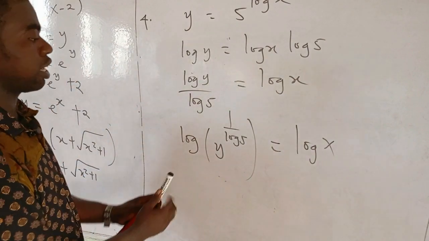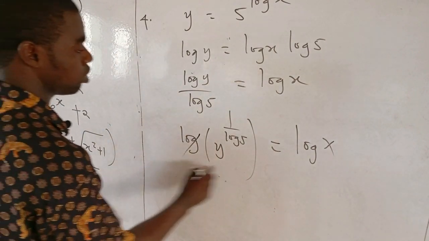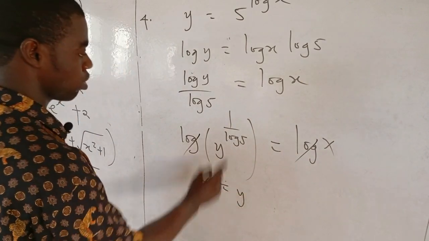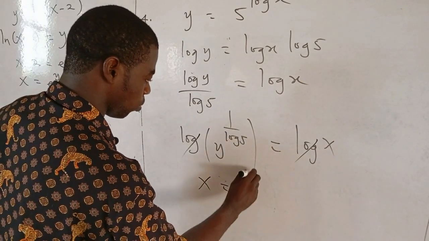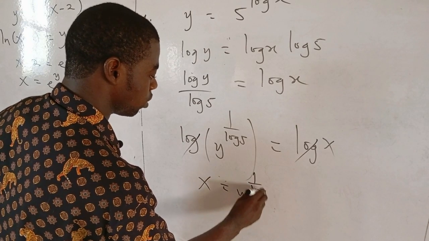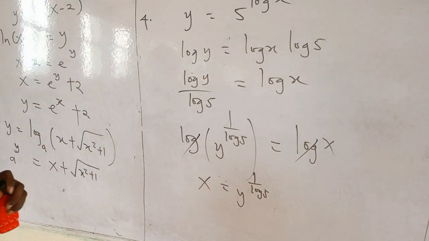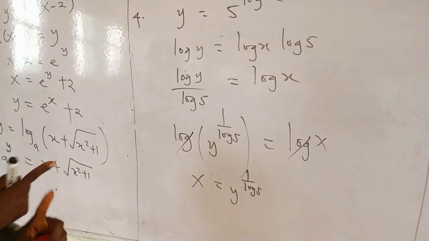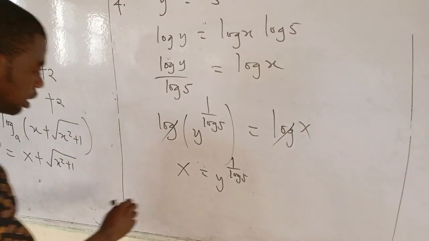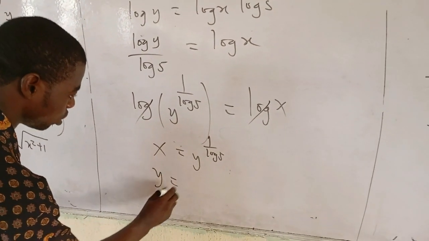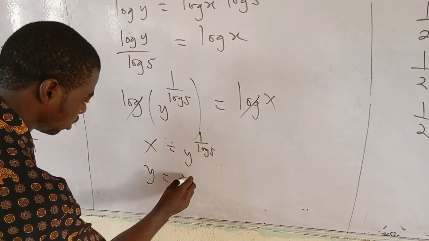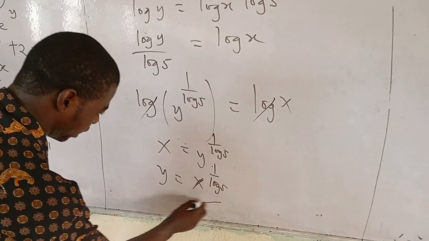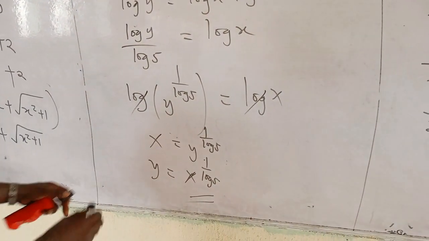So at this point you can cancel the logarithms. So you have that x is equal to y raised to the power of 1 all over log 5. Now, having been able to make x subject of the formula, you do what? Interchange the variables. So we have that y is equal to x raised to the power of 1 all over log 5. And this is our final answer.